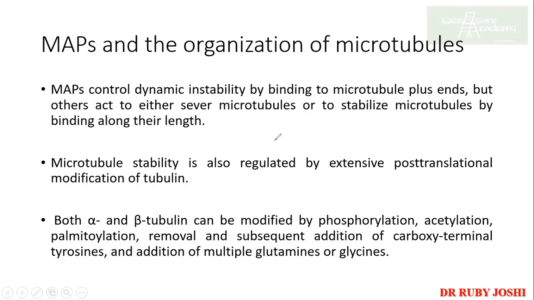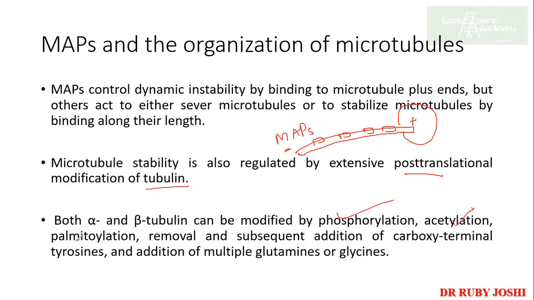So we have got MAPs. Okay, this is your microtubule with plus and minus end. So they are helping in stabilizing your plus end. Okay, there are many other proteins which bind over here in order to stabilize a protein. So microtubule stability is also regulated by extensive post-translational modification of the tubulin. And what kind of post-translational modification? It can be phosphorylation, acetylation, palmitylation, or removal or addition of C-terminal tyrosines or glutamines or glycines. Okay, so remember this a little.